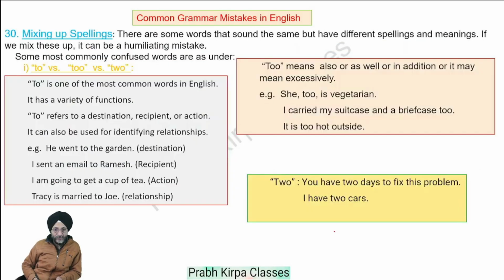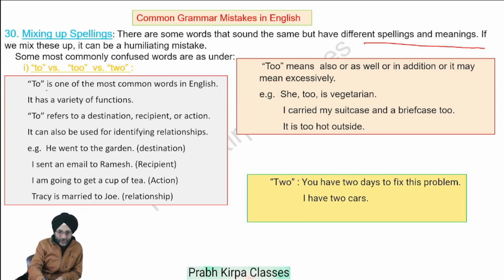Next, mixing up spellings. There are some words that sound the same but have different spellings and different meanings. If we mix up these spellings, it can be a humiliating mistake. For example, if we say it is too hot today, should we use the word TO or TOO?